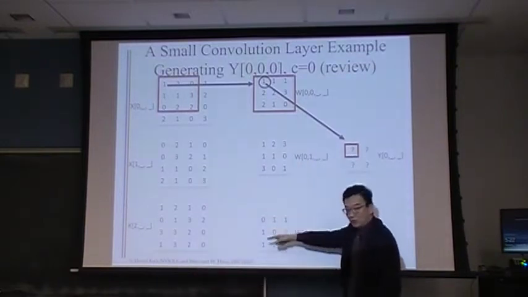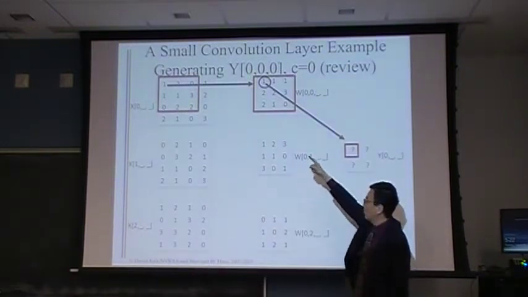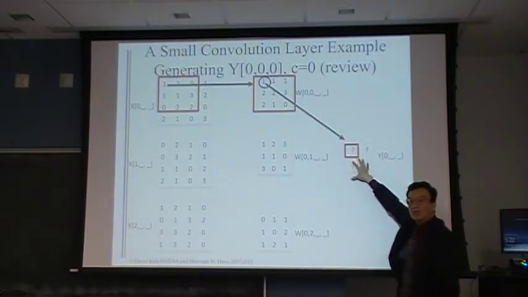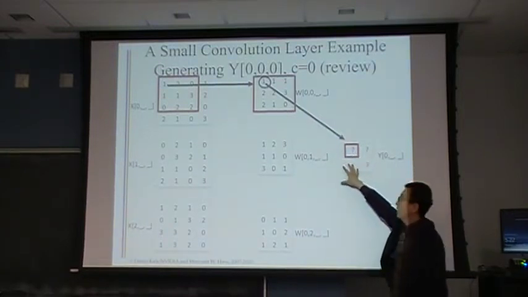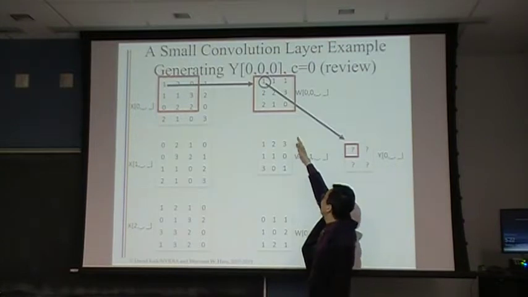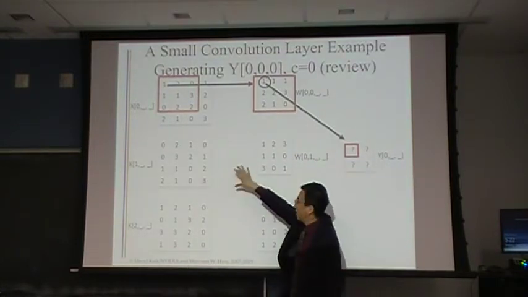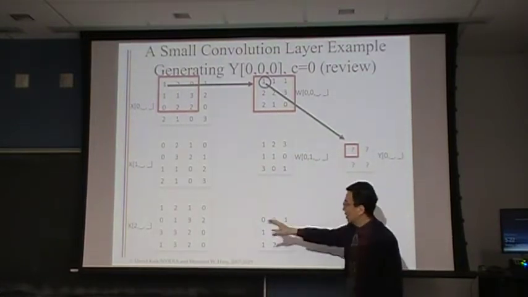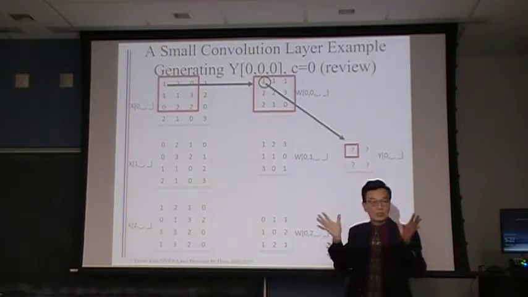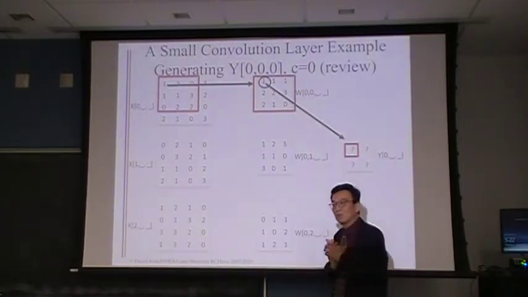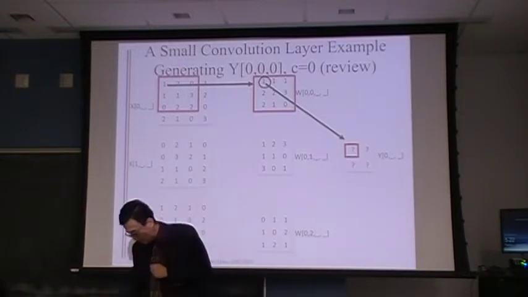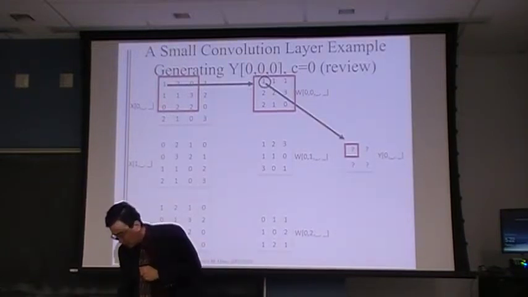And all the inputs of the convolution layer will affect every output. So we have convolution, contribution, convolution, contribution, and convolution, contribution. So this is just a review. It should be pretty straightforward. So now let's take a look.